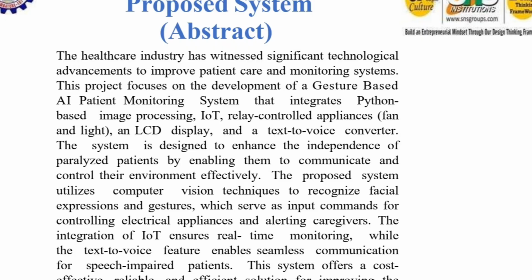The AI algorithm we use is the CNN algorithm. What is CNN? CNN is a convolutional neural network. It is basically a deep learning algorithm, and it is applied in our project. The above image shows the abstract of the system, which mainly focuses on bringing gestures into a patient monitoring system in an innovative way. We have used the Python programming language and image processing to identify the gestures shown by the patients for their basic needs, to control their appliances.